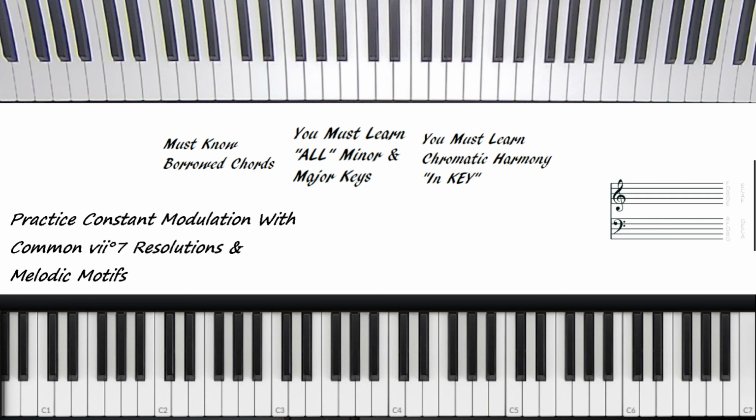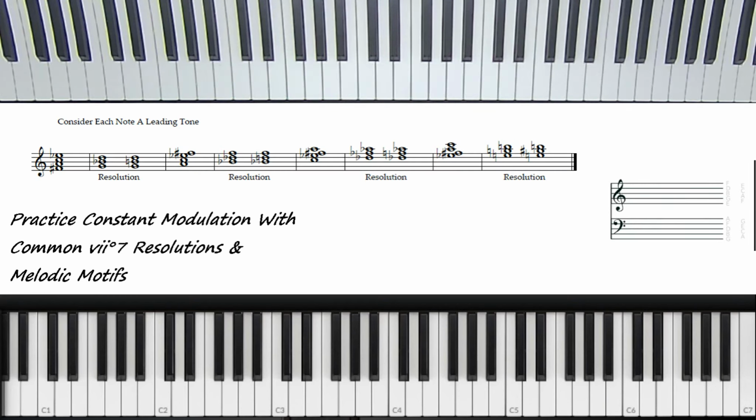So we're still going to use that fully diminished seventh move that we started with. However, we're going to do something that you should probably learn how to do, especially if you want to study the masterworks like Wagner and whatnot, which is to continuously use melodic aspects and motifs within continuous modulation. But you must know these things. There's no way around this. Borrowed chords, minor and major keys, chromatic harmony, in key.